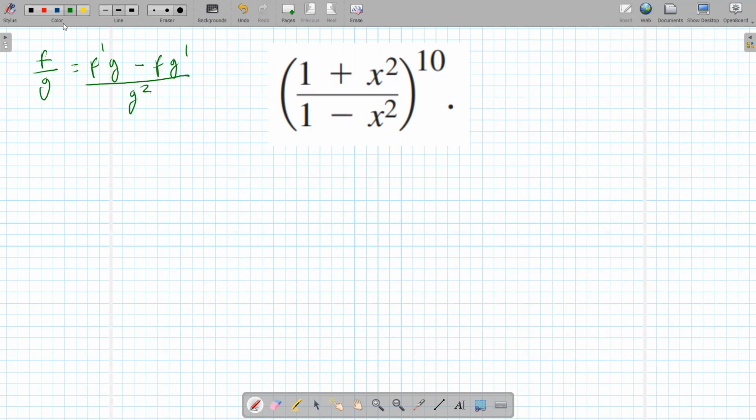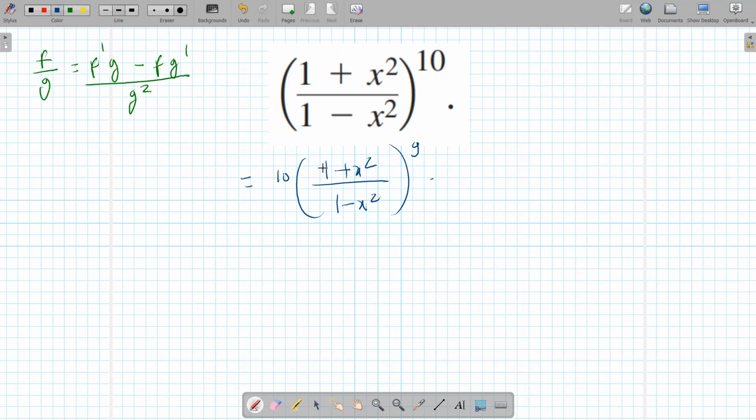So let's look at this. Again, first thing, use the power rule. Look at the bigger picture. 10, bring that down. Everything on the inside stays as it is. What's going to be the new power? 9. 9, right?